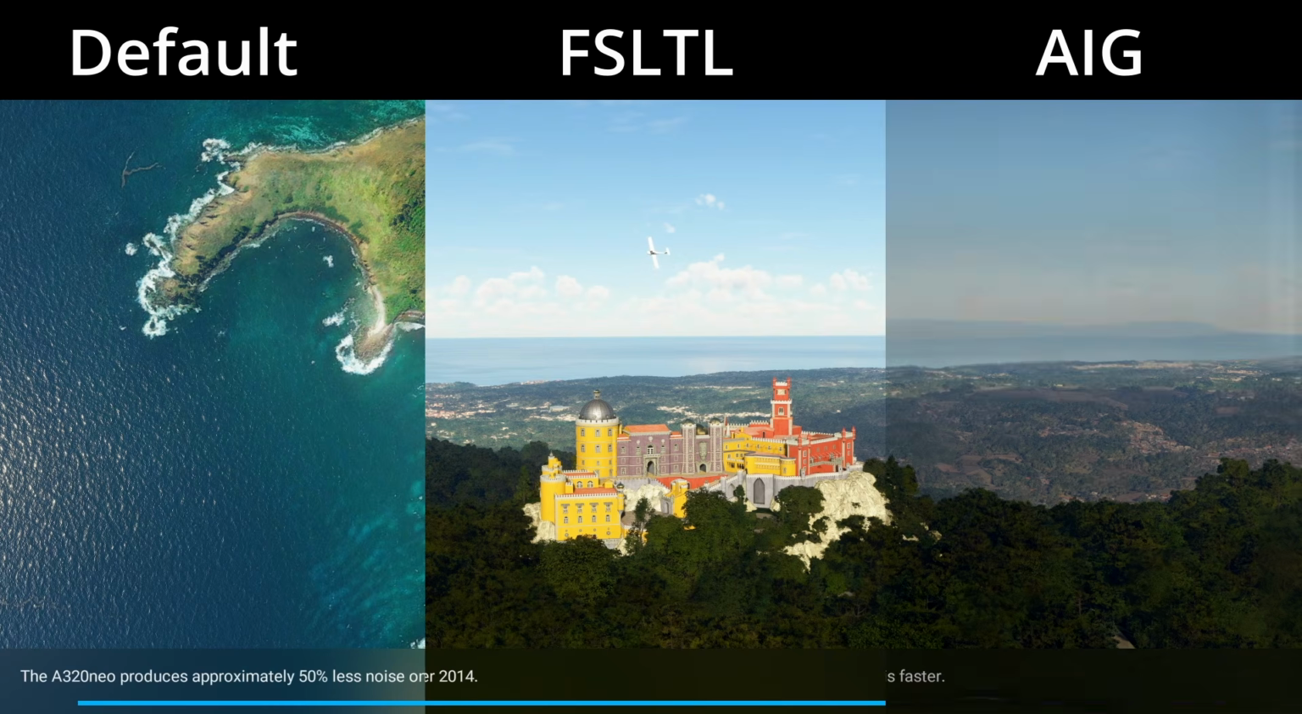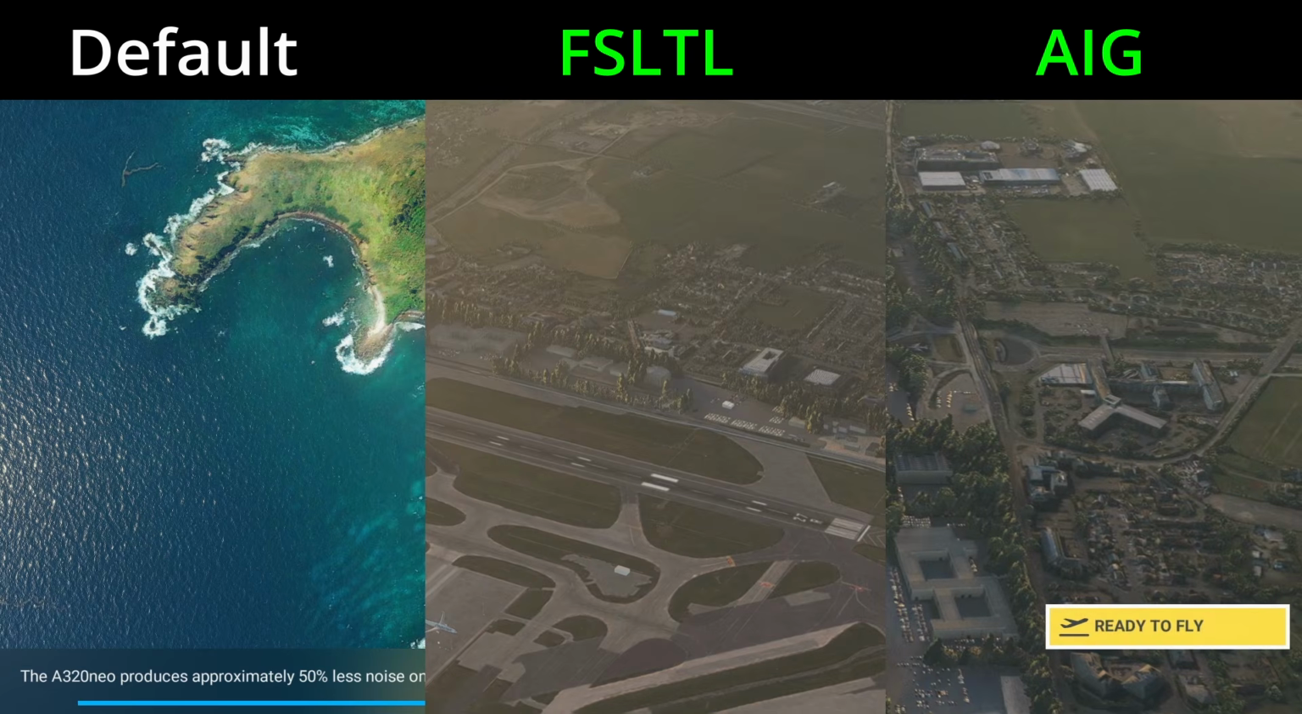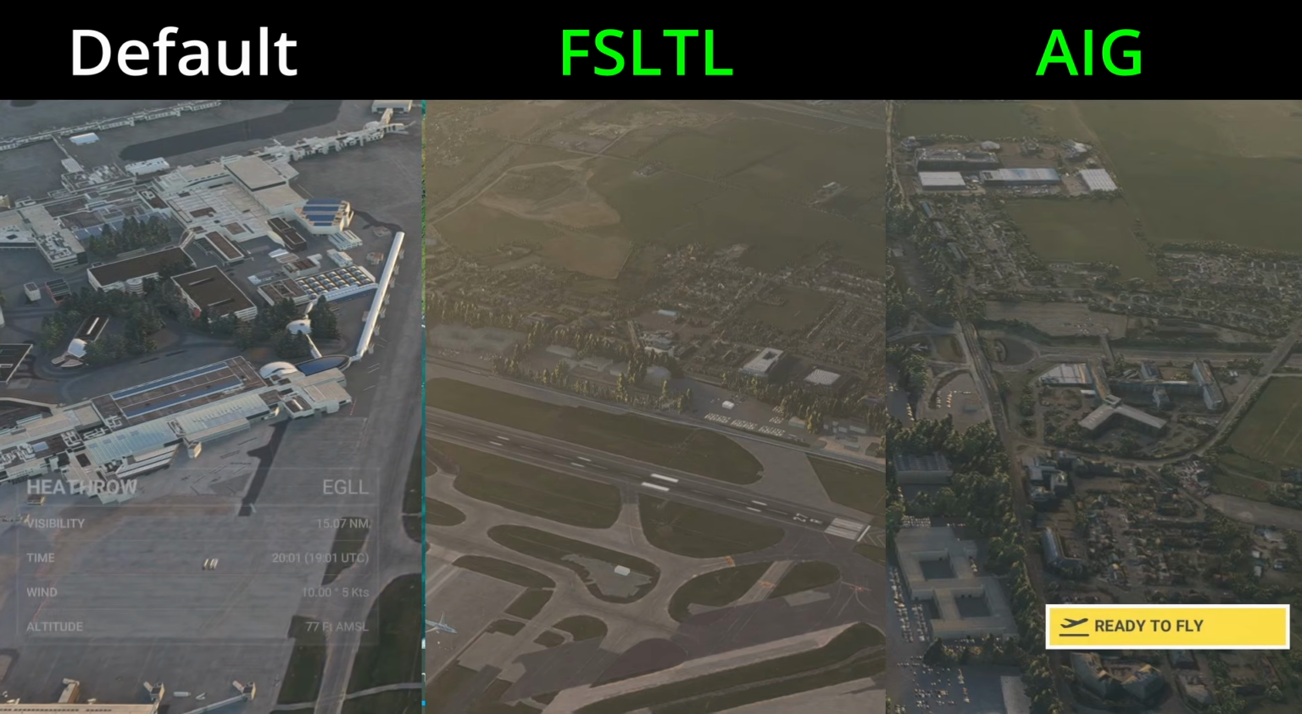Here we go. 1, 2, 3. And here we can see the difference, right? You can see that FSLTL and AIG were almost done loading at the same time, right? That's where they're ready to fly. That's where I stopped the recording for both of them. And you can see that the default one, for some reason, takes longer. I'm not sure what's causing this. I do think it might have to do with real traffic, but I'm not 100% sure. If you got any suggestions, then let me know, because I'm really curious what could cause this difference.